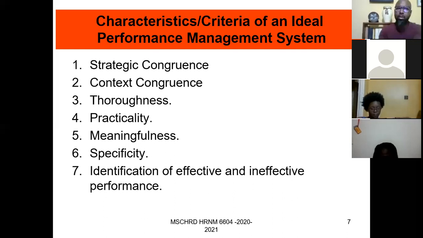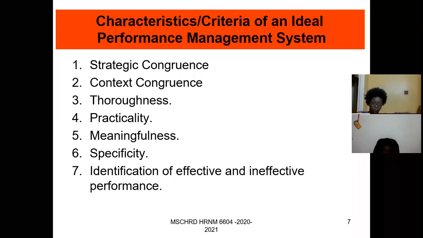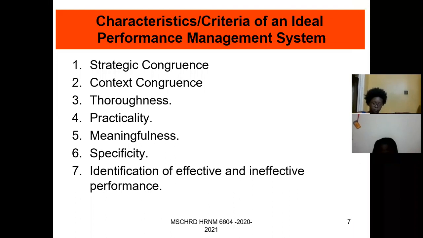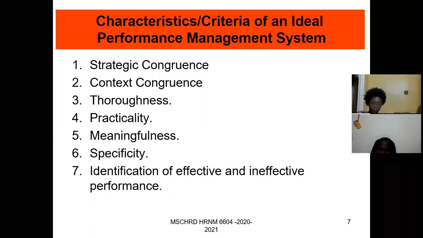It must also be meaningful, okay? By that we mean that it should only emphasize the functions that are under the control of the employee. A lot of times managers will add goals and objectives that are not necessarily in line with the strategic directions of the organization. So when we look at it, we again go back to the strategic congruence, and the fact that the system must be objective.